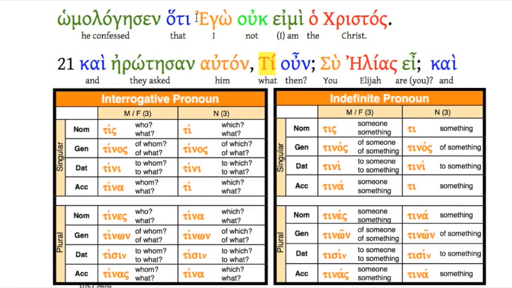John says, ego ouk eimi ho Christos. I am not the Christ. And so they ask him, these Jewish officials who are sent out to the wilderness to figure out what John is doing, they ask him, ti oun? Notice the accent mark on the first syllable. We know this is a question. What then? And it's not who then, because that would be masculine. But this is neuter. So in other words, what are you? Not who are you, but what are you?